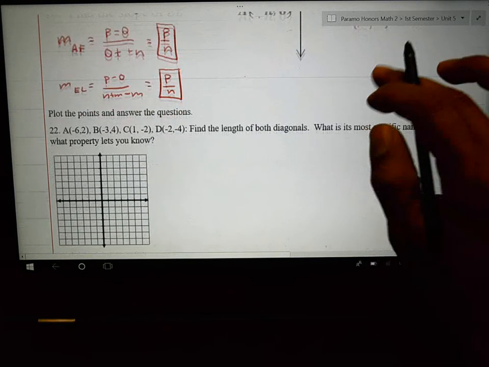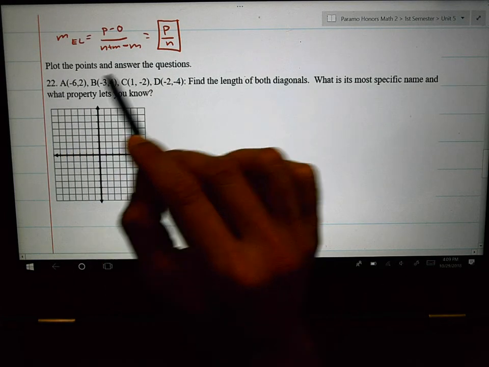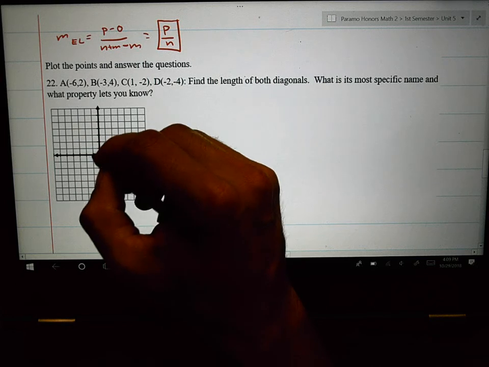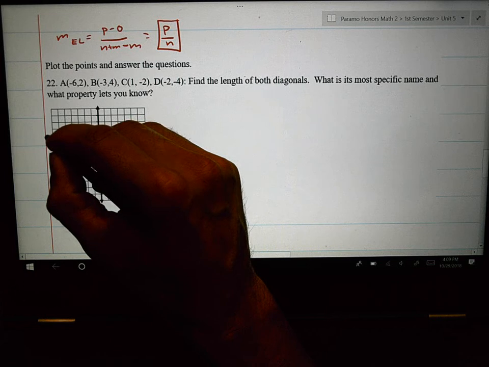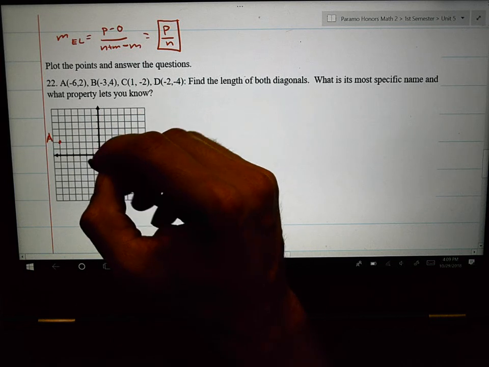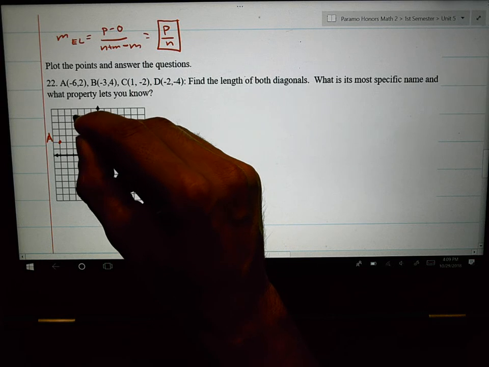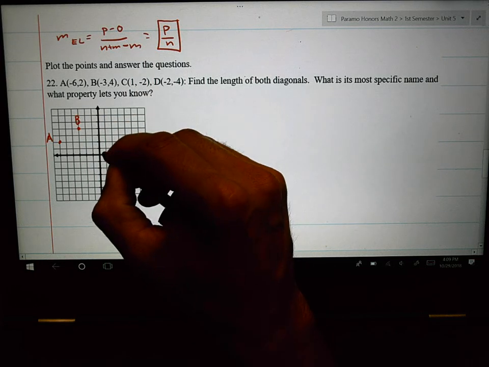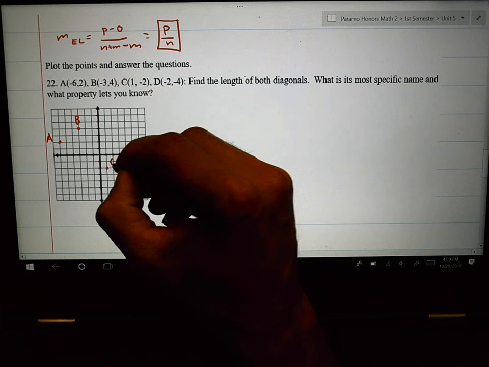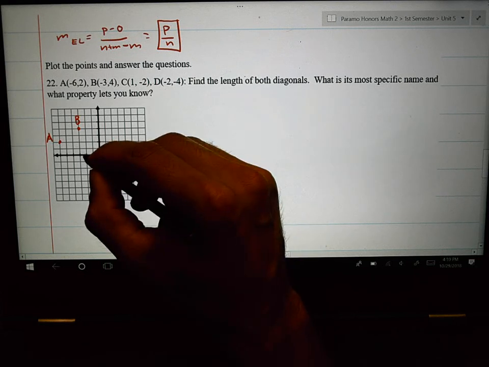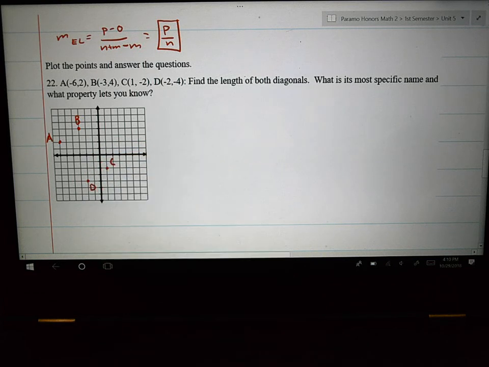Last example. This is number 22. Number 22 says, plot the points and answer the questions. A is at negative 6, 2. Negative 1, 2, 3, 4, 5, 6, up 2. A. B is at negative 3, 1, 2, 3, up 1, 2, 3, 4. There's B. C is at 1, negative 2. And D is at negative 2, negative 4. 1, 2, 3, 4. Those are our points.